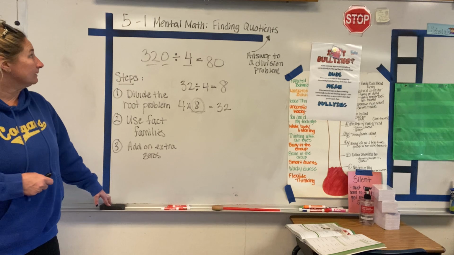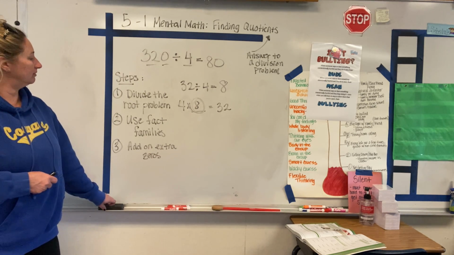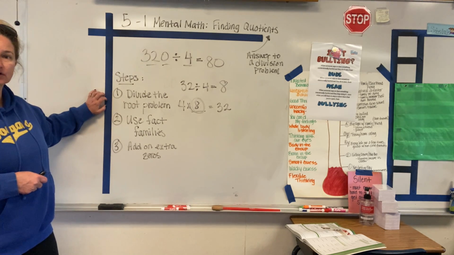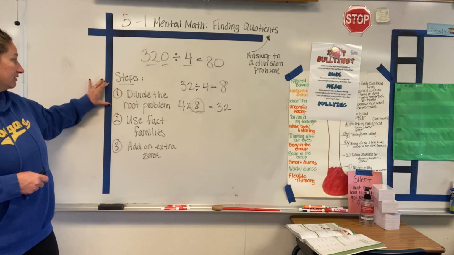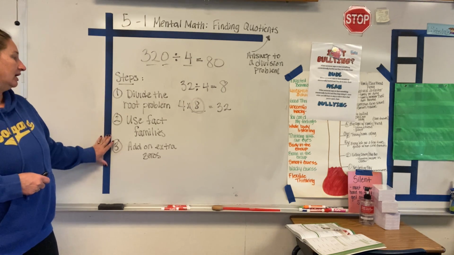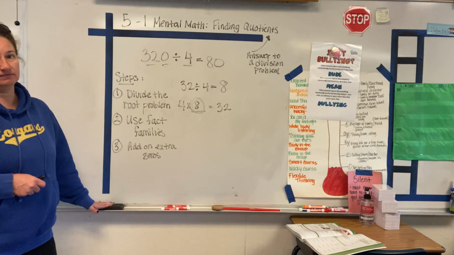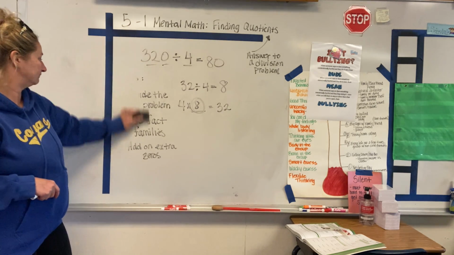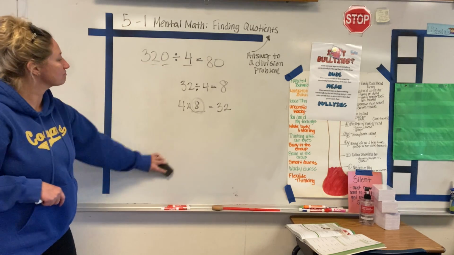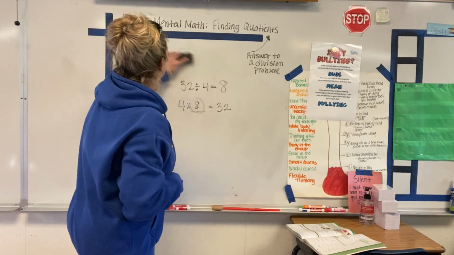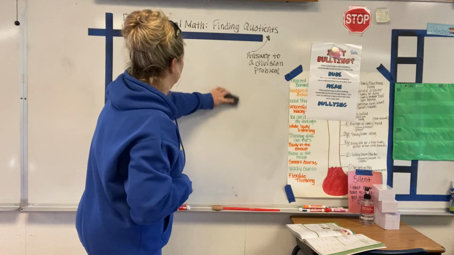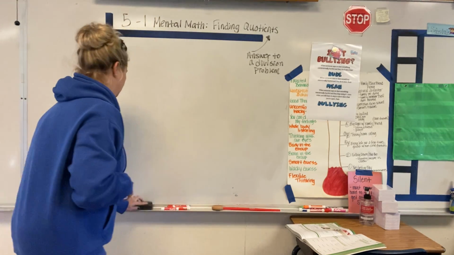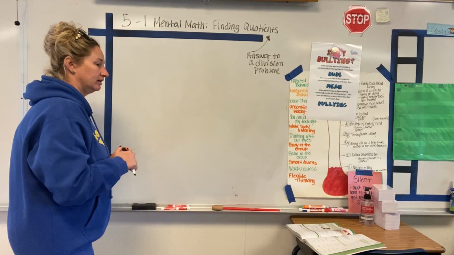Okay, so let's try another one. If you want to write these rules down so that you can remember the steps: divide the root problem, use the fact family, add on the extra zeros. Okay, so let's erase this and try another one.